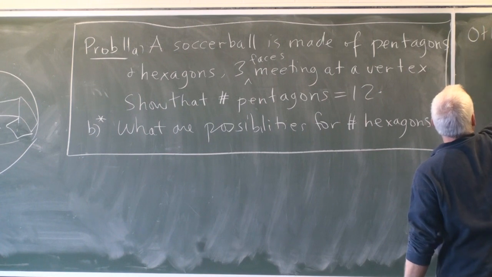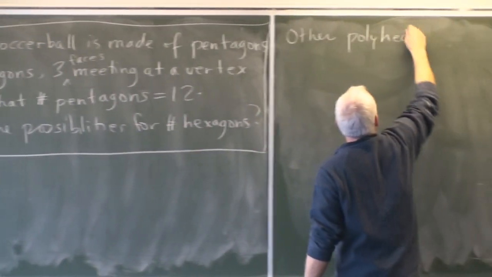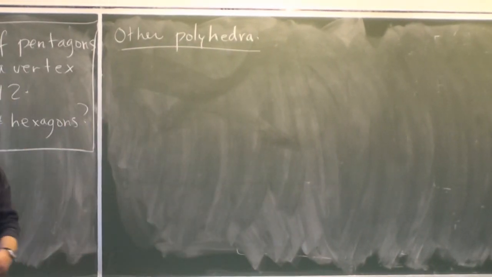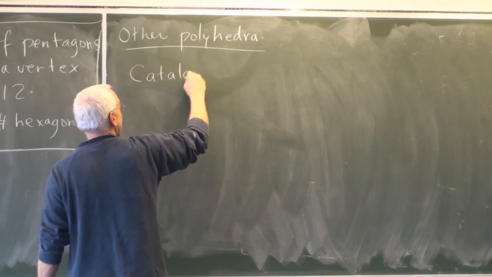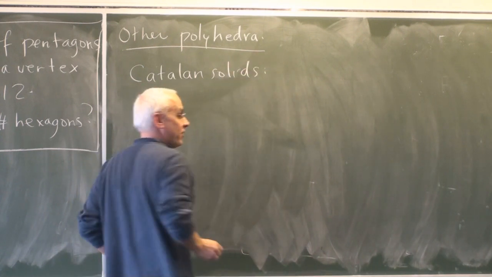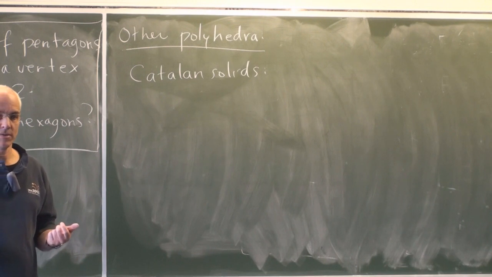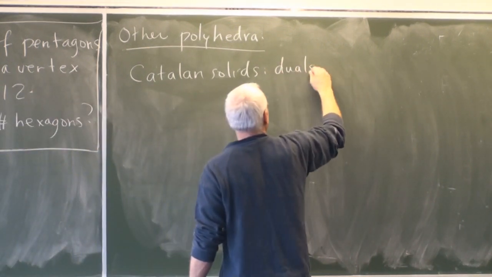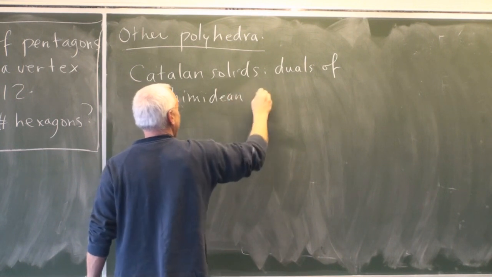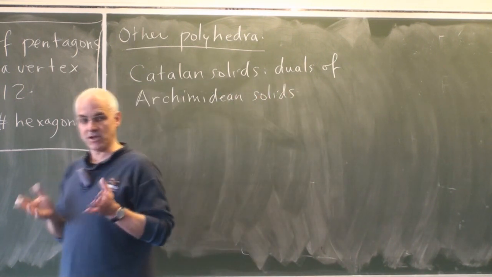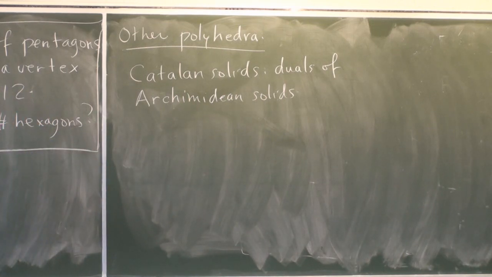Okay, so other polyhedra. I'll just mention a few of them. Perhaps if you're interested, you can go away and investigate them. There's an interesting class of things called Catalan solids. These are the duals of the Archimedean solids. So I remind you, the Archimedean solids had the property that all the vertices look the same. If we take the centers of the faces of an Archimedean solid, you get a Catalan solid, and their faces are all going to look the same. But their vertices and edges won't.